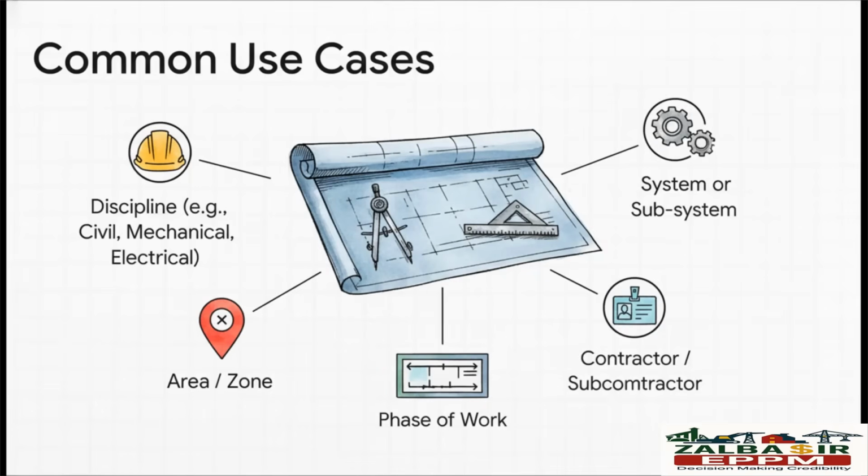So what do people actually use these for in the real world? Well, you can tag activities by engineering discipline, civil, mechanical, electrical, or maybe by the physical area or zone of the project. You could do it by the system they belong to, the contractor who's responsible, or even the phase of work. The possibilities here are honestly endless.